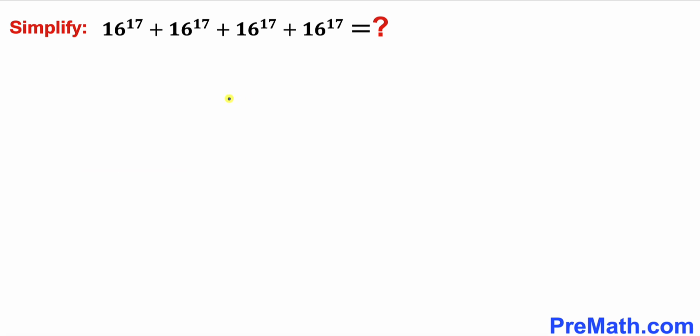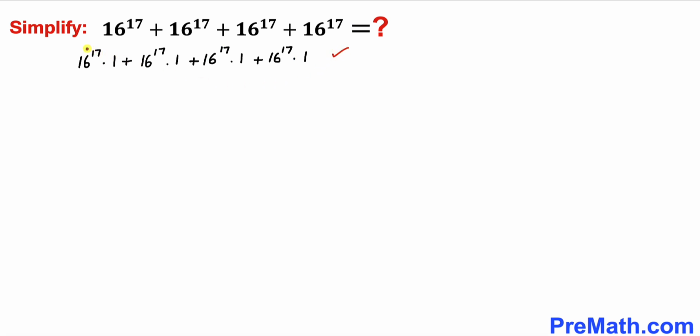Let's go ahead and get started with the solution, and here's the very first thing we are going to do. Let me tweak these terms. 16^17 could be written as 16^17 times 1, and likewise this next term could be written as times 1. I can multiply times 1 across the board, as you can see in this next step.